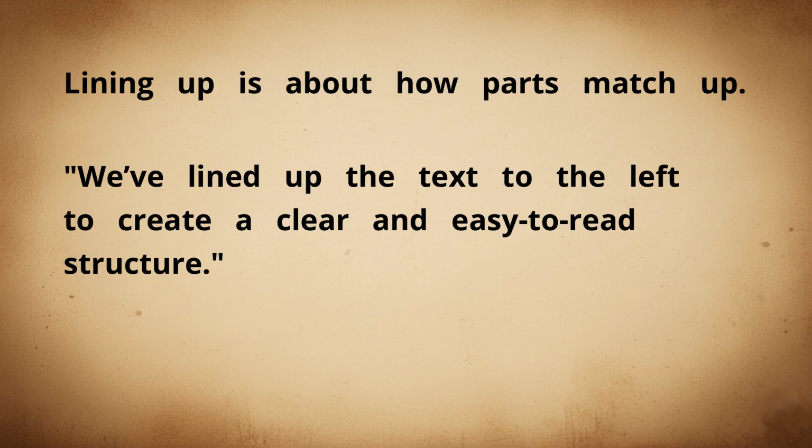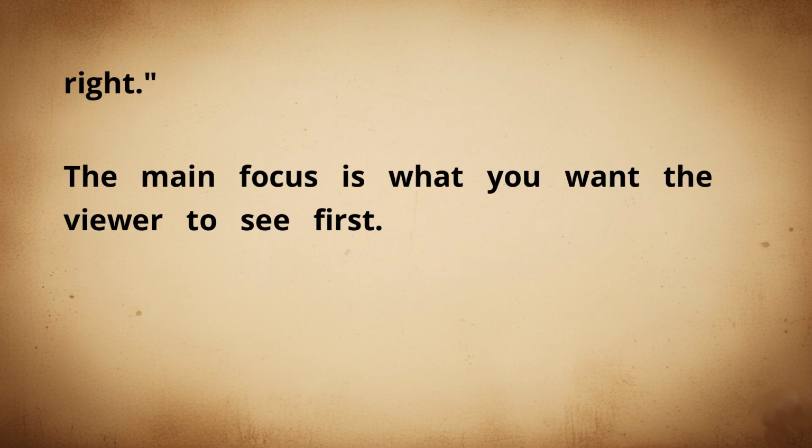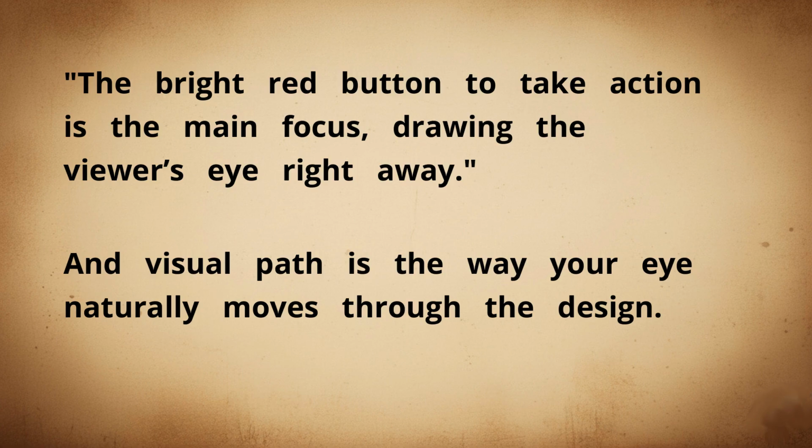Lining up is about how parts match up. We've lined up the text to the left to create a clear and easy-to-read structure. Balance is about how visual weight is spread out. The arrangement feels balanced, with the main picture on the left being supported by the text and graphics on the right. The main focus is what you want the viewer to see first. The bright red button to take action is the main focus, drawing the viewer's eye right away.